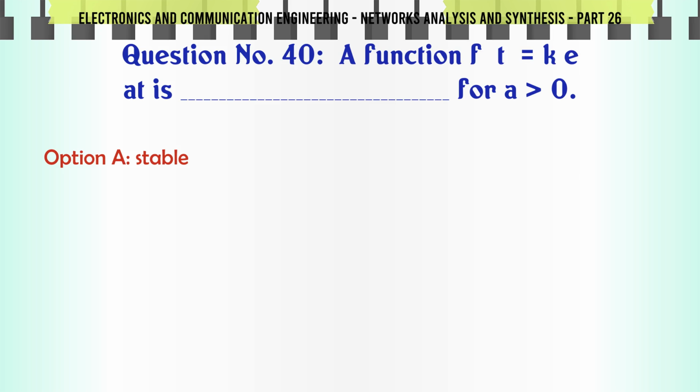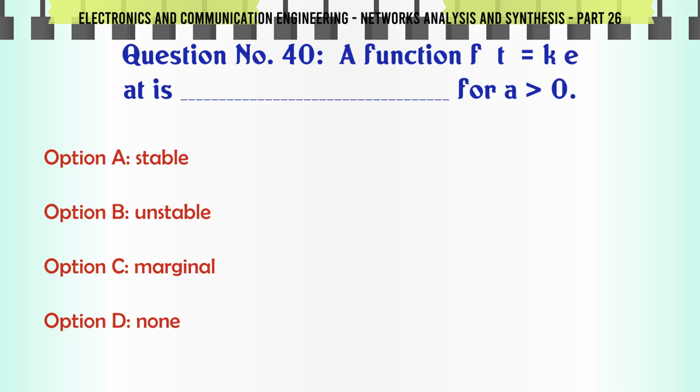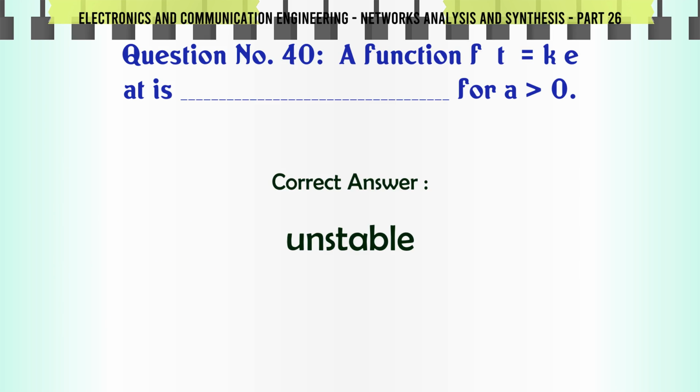A function f(t) = ke^(at) is, for a > 0, A. Stable, B. Unstable, C. Marginal, D. None. The correct answer is unstable.